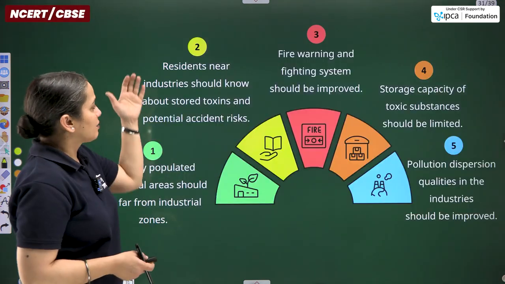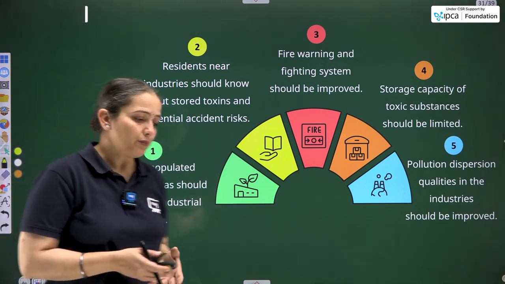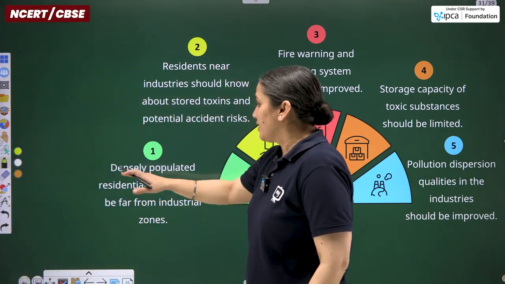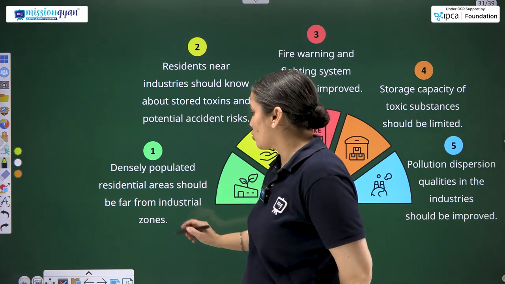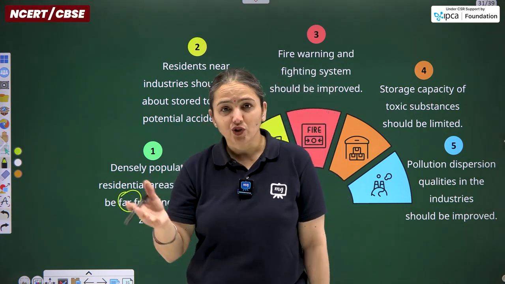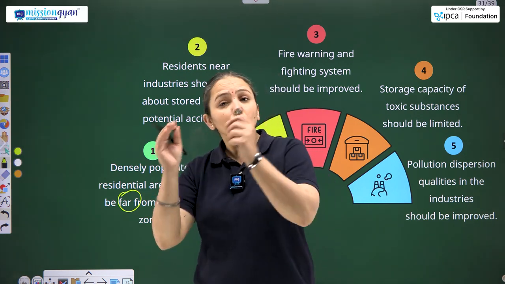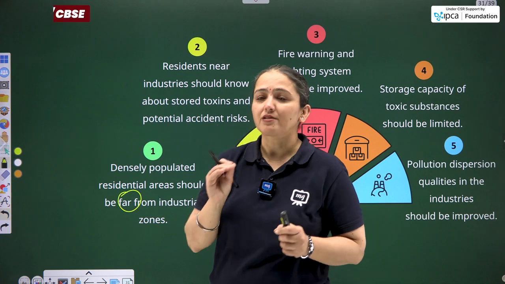Moving ahead, these are a few concerns that can be taken. As for the number 1 point mentioned here, densely populated residential areas should be far from the industrial area. So if unfortunately any disaster occurs, the loss of people should be the least.